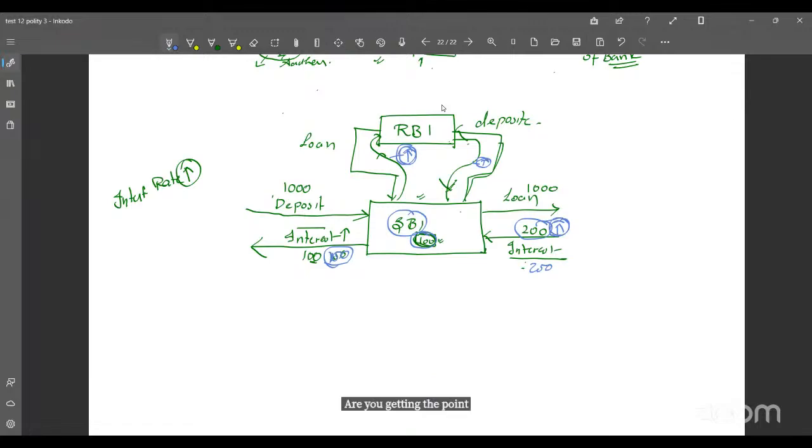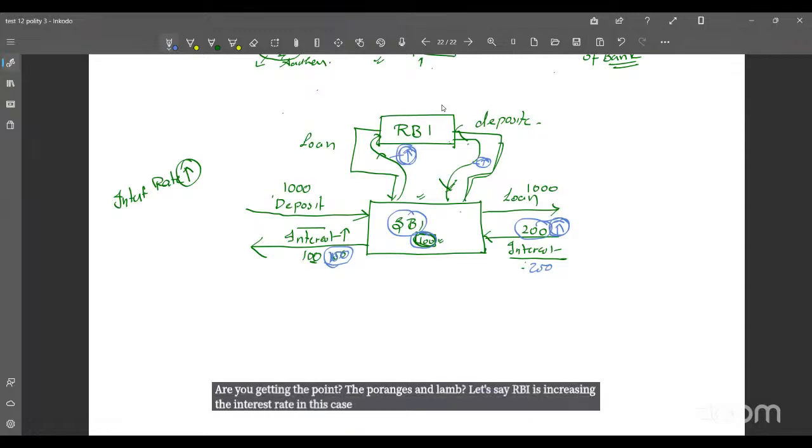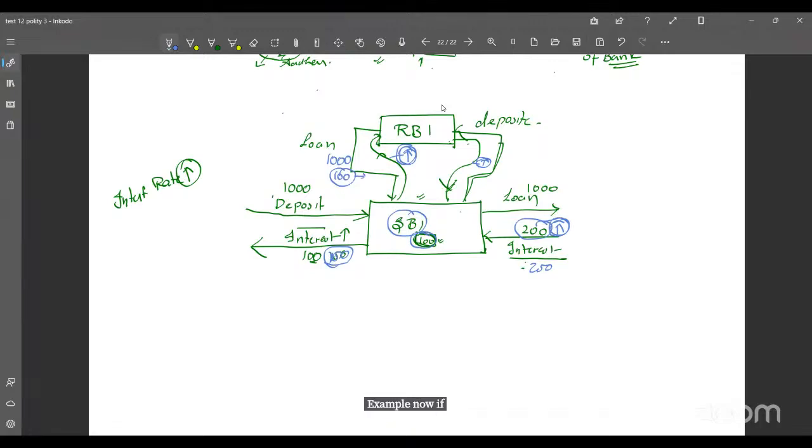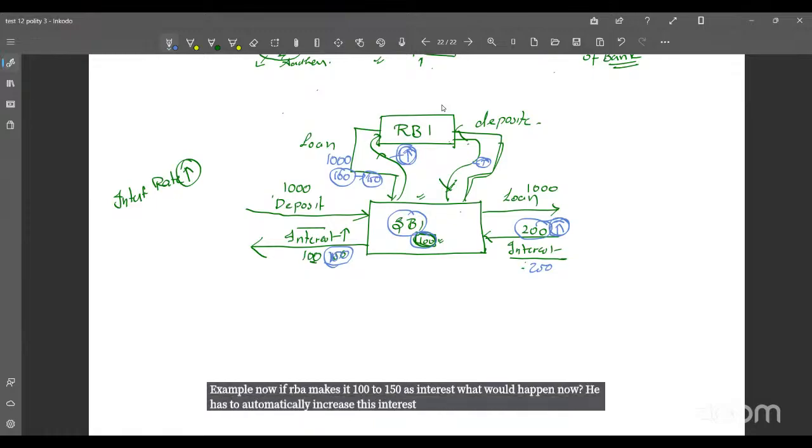Are you getting it? Why? Let's say RBI is increasing the interest rate. In this case, SBI is getting 1,000 rupees from RBI at 100 rupees as interest, and it is giving it as a loan at 200. Take the same example. Now, if RBI makes it 150 as interest, what would happen? He has to automatically increase this interest. This has to become 250. Then only he can survive.